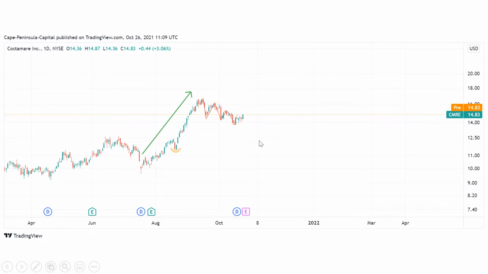Now let's take a closer look at this correction. As you can see, if we compare this high with this low, they are overlapping. And this is also a sign that this movement is weak. And also, if we compare this high to this low, we can also see that this is a very corrective move because they are overlapping.